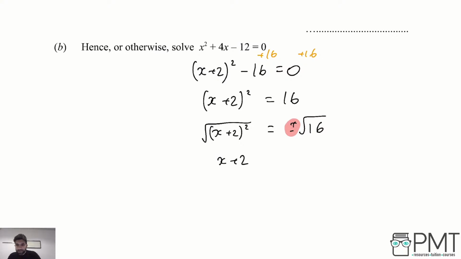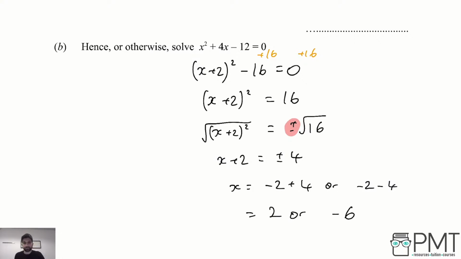I think we have got some answers. Let's see what we have. X is 2. X is minus 6. Yes, looks like we have some correct answers. Well done. X is minus 6 and 2. Let's see how we get there. I have x plus 2 is equal to plus minus 4 because root 16 is 4. Then x is minus 2 plus 4 or minus 2 minus 4. X is 2 or minus 6.